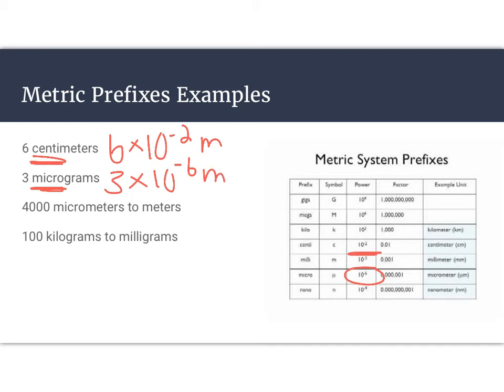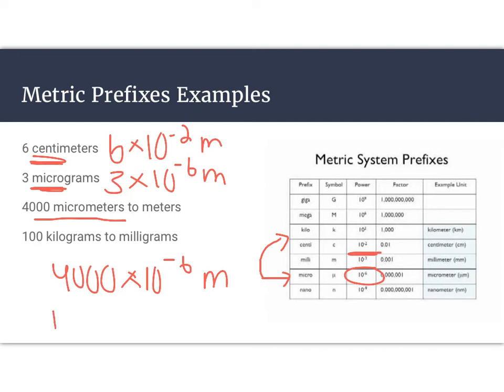Over here, it's kind of the same thing. I have 4,000 micrometers to meters. I'm starting at micro, and then I'm going all the way up right here. So I know that there are 4,000 times 10 to the negative 6th meters. I'm just using these prefixes.